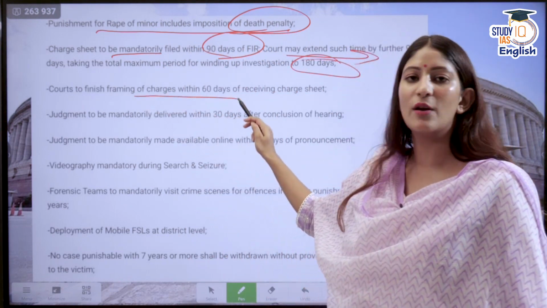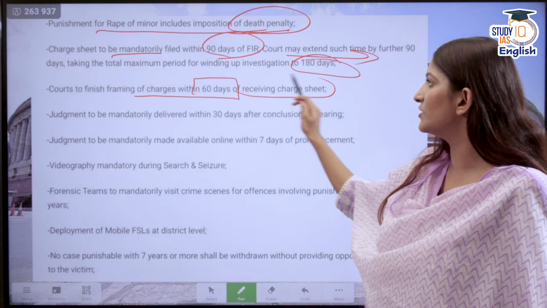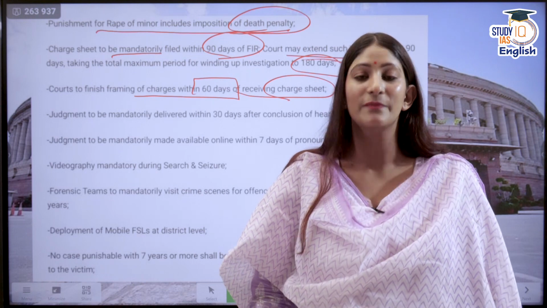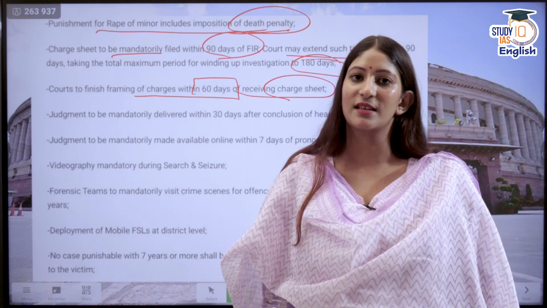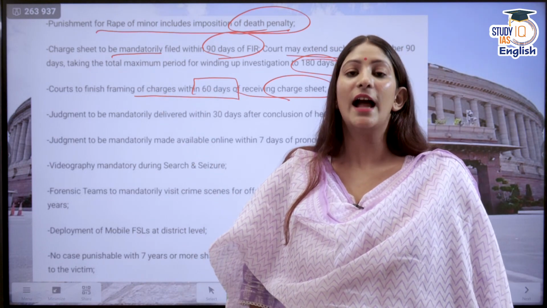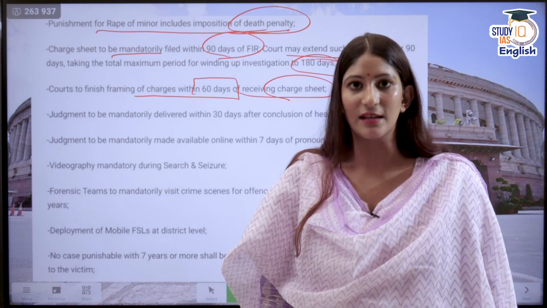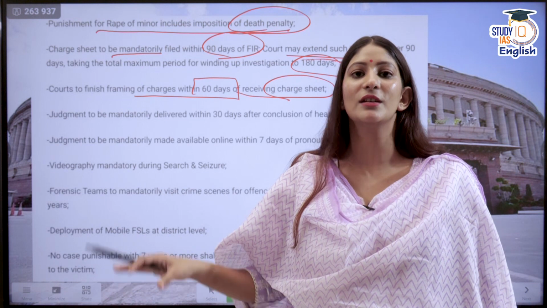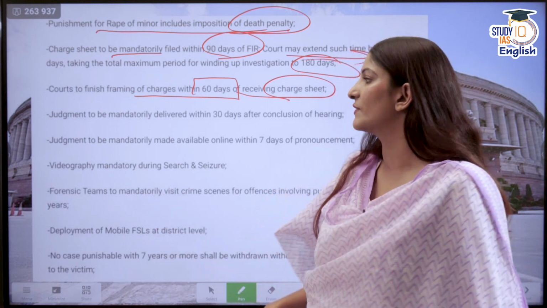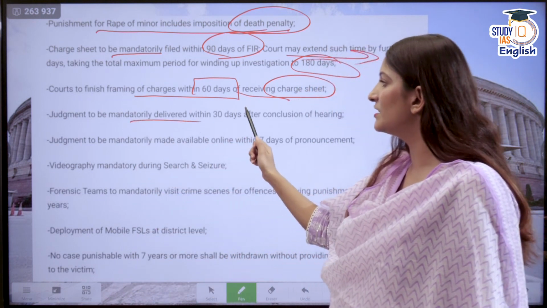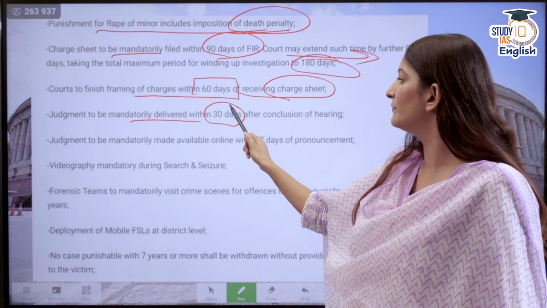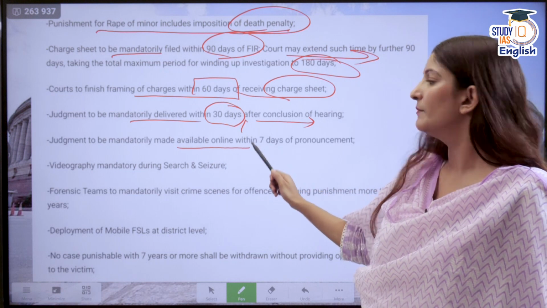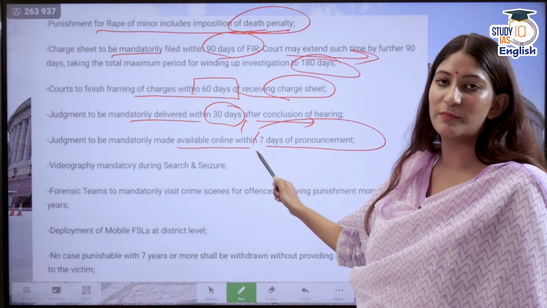Courts to finish framing of charges within 60 days of receiving the charge sheet. Justice system to be made efficient. But again, human resources is a big problem over here. We have to fill the vacancy in such a manner that the judge per population ratio is doing justice to that system as well. Judgment to be mandatorily delivered within 30 days after conclusion of hearing. It should be made available online within 7 days of pronouncement.